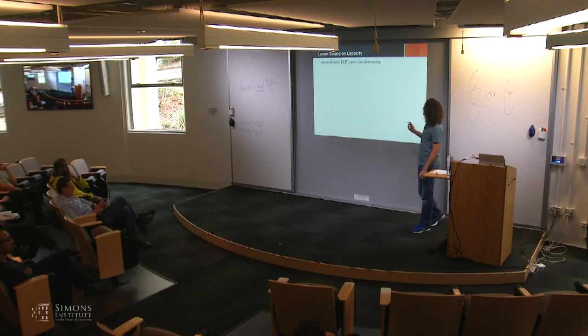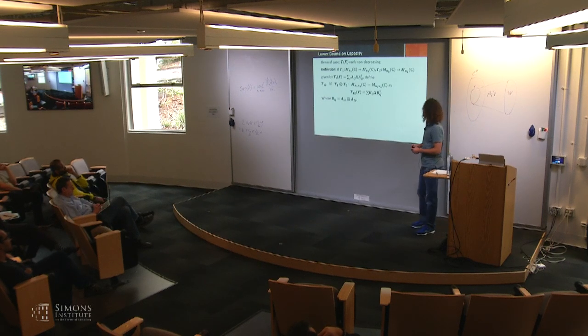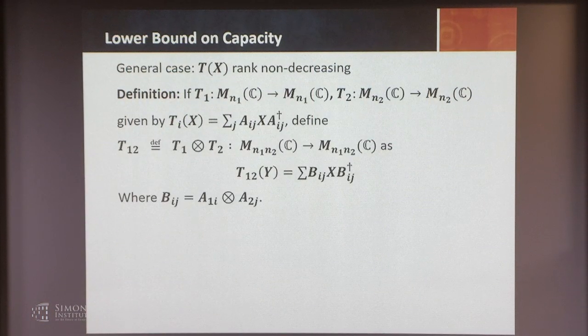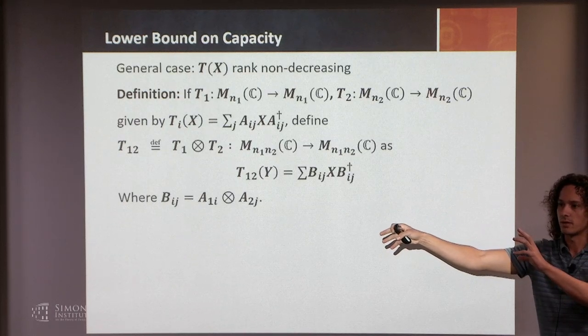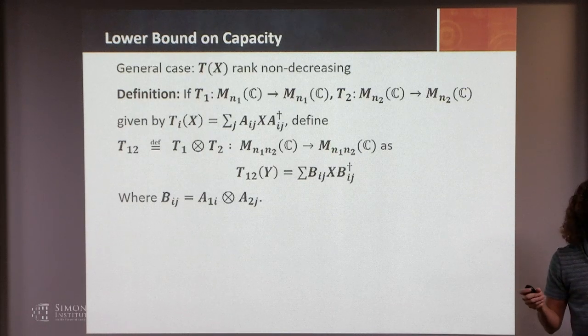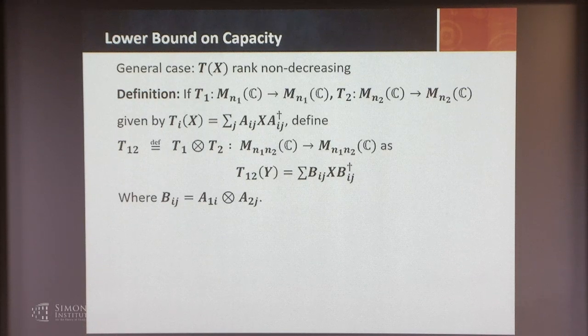Okay, so in the general case, T is rank non-decreasing. To finish the proof, we need to cook up a different operator for which we can bound the capacity. The strategy is to reduce to those two basic cases. So how can we come up with a new operator from T such that its capacity is smaller than the capacity of T, but at the same time that operator has some invertible matrix in its span? That's how we generalize this proof.